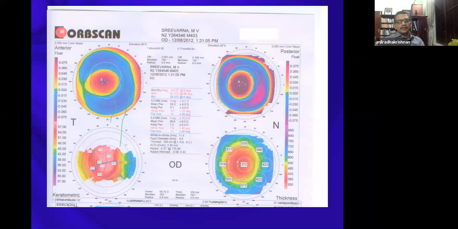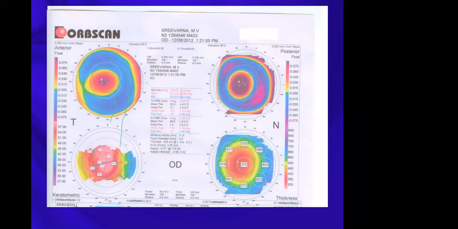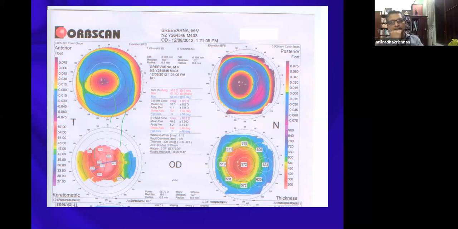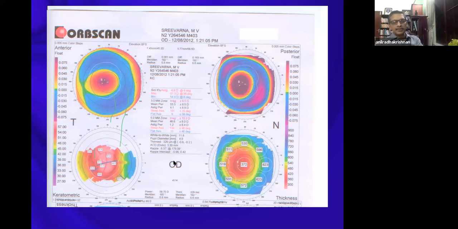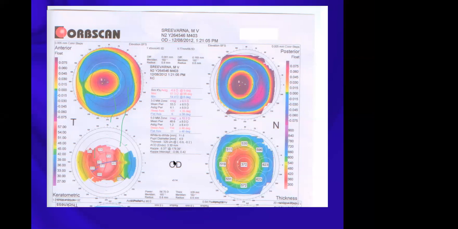This is something that is quite useful. This is a patient who had undergone an OPSCAN and was found to have keratoconus. The lowest frequency was the individual fit for a C3R. So it was a very young lady.